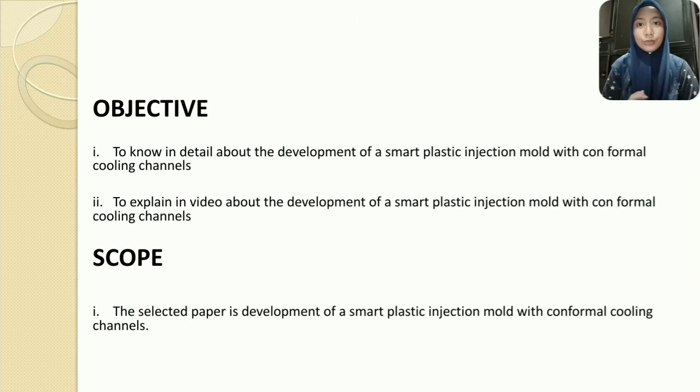There are 2 objectives that we want to achieve. First is to know the details about the development of a smart plastic injection molding with a conformal cooling channel. And the second is to explain in the video about the development of a smart plastic injection molding with conformal cooling channel. And then the scope is only a selected paper, which is development of a smart plastic injection molding with conformal cooling channel.